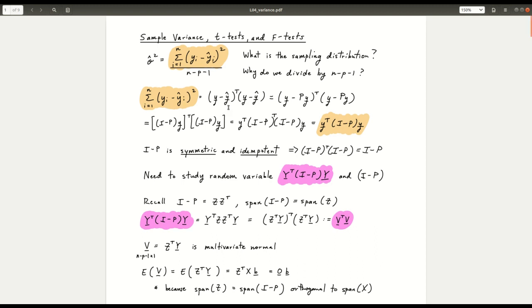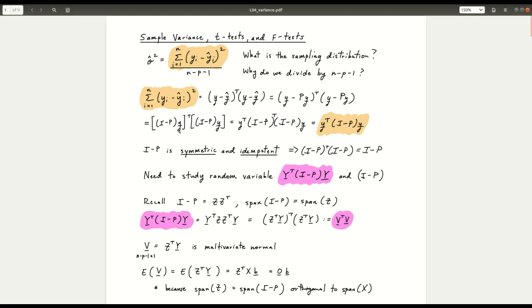Now, if we recall what the formula for y hat is, it's just the projection matrix times y. So that's just plugging that in there. And then if I look at this expression, y minus Py, well, that we can write as a matrix vector multiplication, namely I minus P times y. So if you expand this out, you're going to get I times y is y, minus Py. And then the other thing is just the transpose of that, so we're just taking the transpose here.